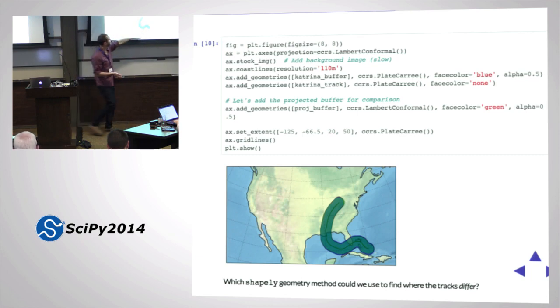And as you can see, they're not exactly the same. They're a little bit off. This demonstrates that when you're calculating distances, if you don't use projections correctly, then you get mistakes. Now, in this case, I'm pretty sure these people right here were just as worried as these people right here about the hurricane, but you can see how these differences could make a difference. And so down at the bottom here, which shapely geometry method could we use to find where the tracks differ? Any guesses?